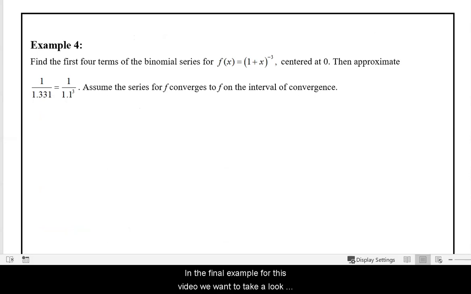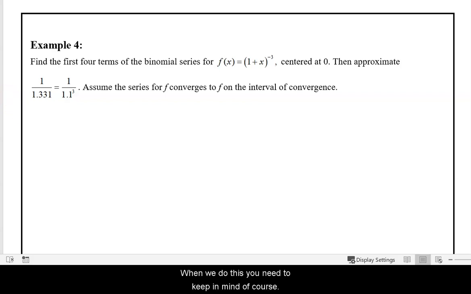In the final example for this video, we want to take a look at the binomial series for 1 plus x to the negative 3 centered at 0. We will again assume that the power series generated by that function converges to that function on its interval of convergence. Then we're going to use it to approximate 1 over 1.331, which is another way of writing 1 over 1.1 cubed.